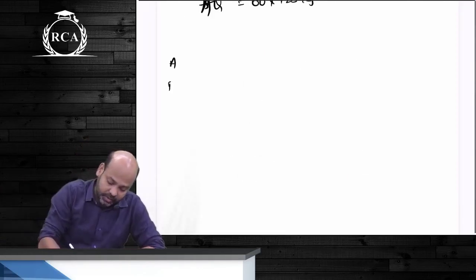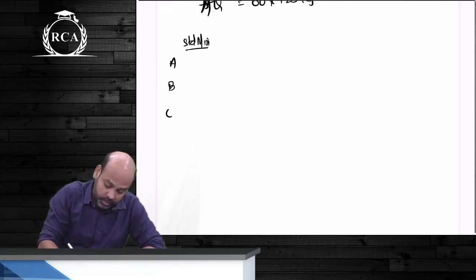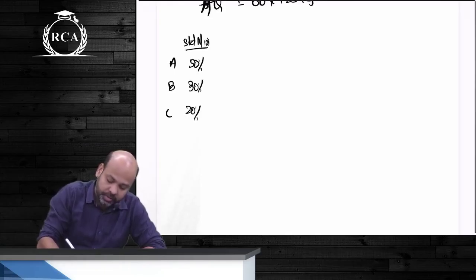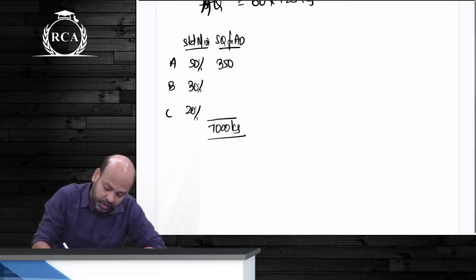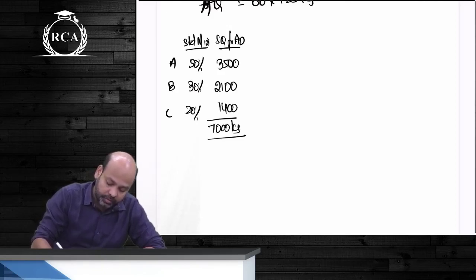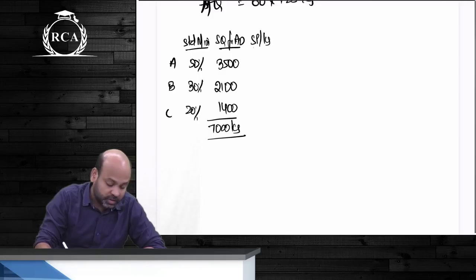A, B and C guys, we already have the standard mix. How much is the standard mix? 50%, 30% and 20%. How much will be the standard quantity for actual output? Total standard quantity is 7,000 kg. That in the proportion of 50, 30, 20 will be 3,500, 2,100 and 1,400. How much is the standard price per kg? 20, 10 and 5.